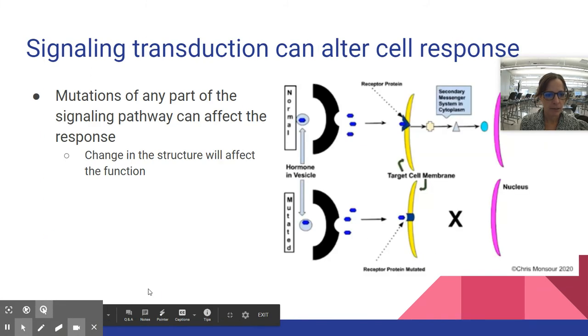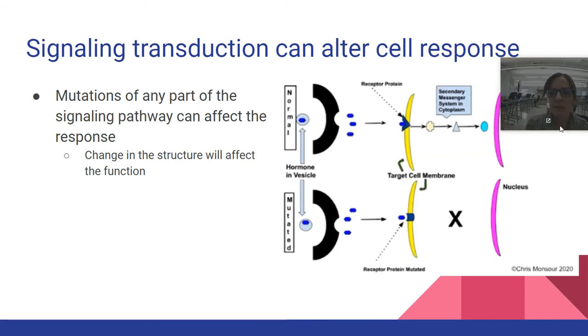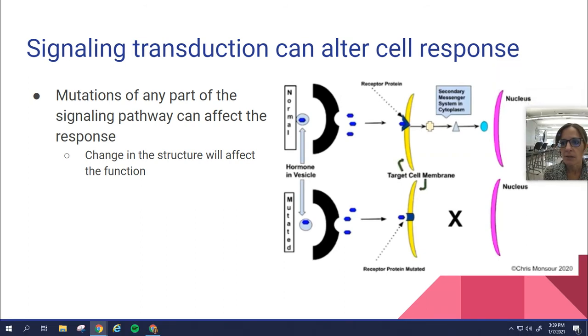All right. Okay, so the signal transduction can alter cell responses. So if you, like we were saying, if you have mutations, the mutations can change the pathway. So here you have normal and then you have mutated. And if you notice what's happening here, it's all the same, but then the receptor protein is changed.